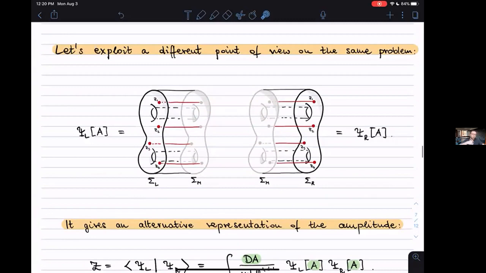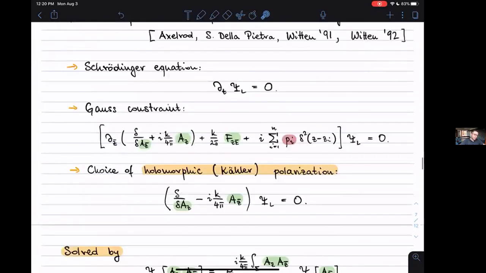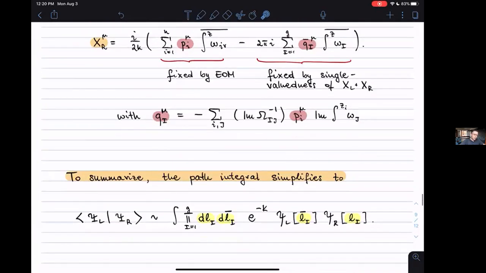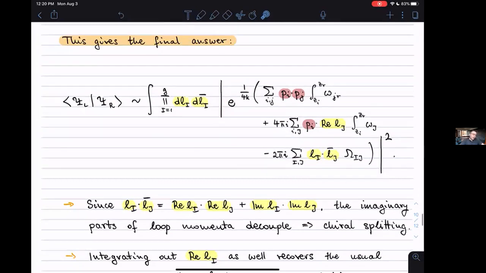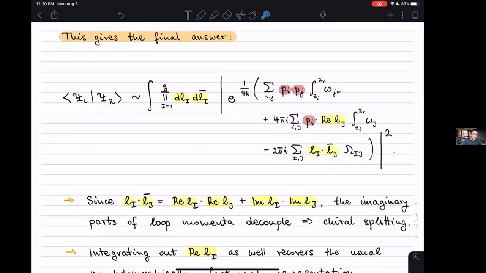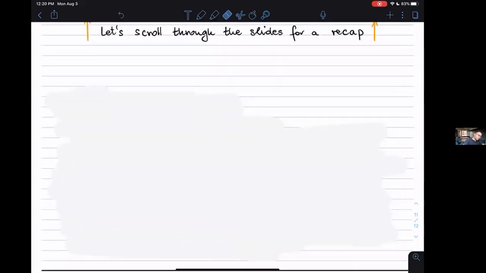And that motivated us to talk in a different way about the same problem as a bracket of two wave functions, one carrying left degrees of freedom, the other carrying the right degrees of freedom, such that sandwiching them together gives us the final answer. And what we found after some algebra is that the final answer is given by this holomorphic factorization of the two wave functions with these loop momenta in the holomorphic and anti-holomorphic directions.